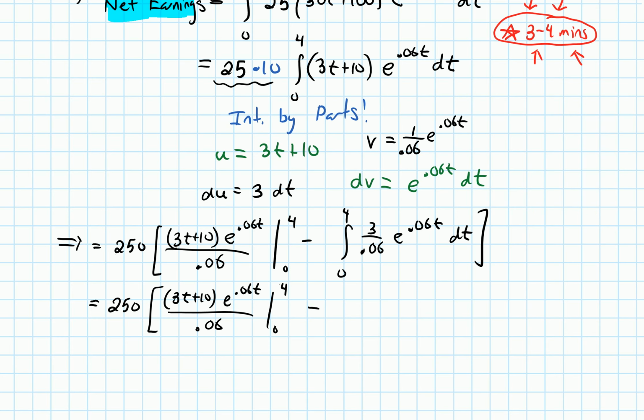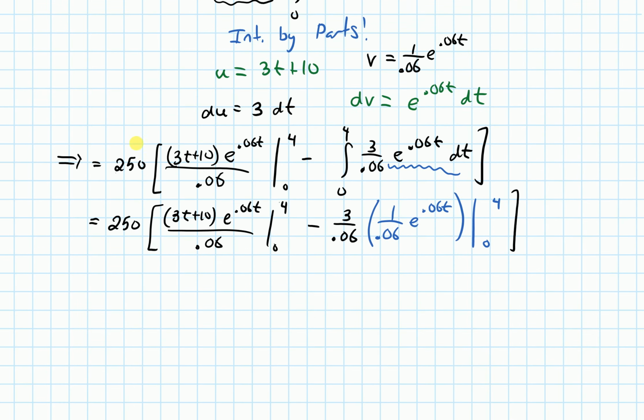Okay, and then with this integral, the 3 over 0.06, I can factor that out, and then we know how to do the antiderivative of e to the 0.06t. In fact, we did it up here. It was right over here. So that is 1 over 0.06 times e to the 0.06t. Okay, vertical line to indicate I need to plug in 0 and 4. Close that bracket.